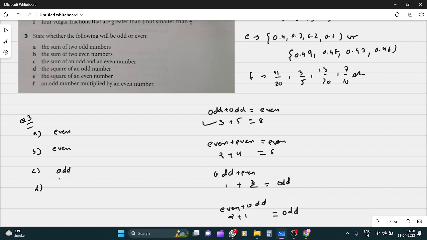The square of an odd number is always odd. Just check it out. 3 into 3 is what? 9. 9 into 9 is what? 81. 11 into 11 is what? 121. So these are all odd numbers.